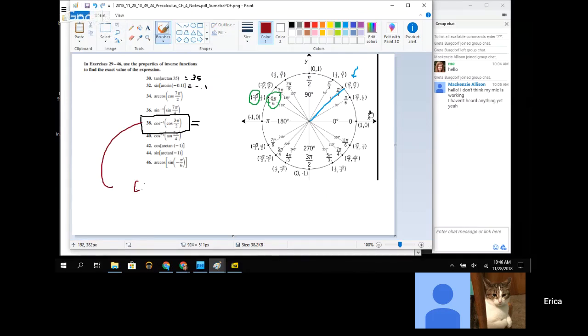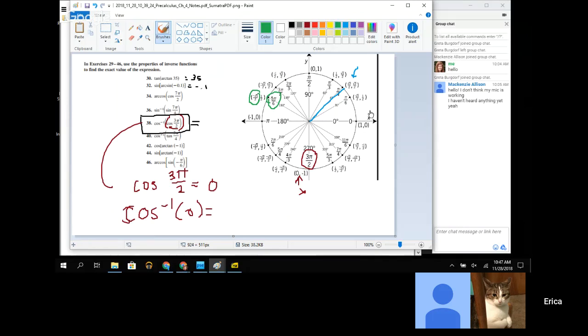So if I just take the inside of my parentheses, what is the cosine of 3 pi over 2? The cosine of 3 pi over 2 is 0, right? Because if I look at 3 pi over 2 and I look at my x value, which is my cosine, then I know that the answer is 0. Okay, then what is the inverse cosine of 0? Because what's inside here is equal to 0.